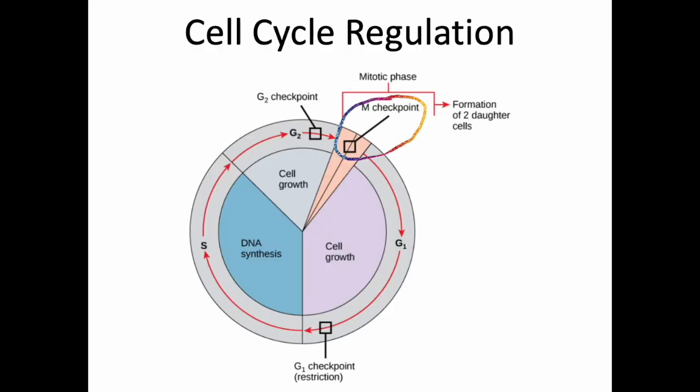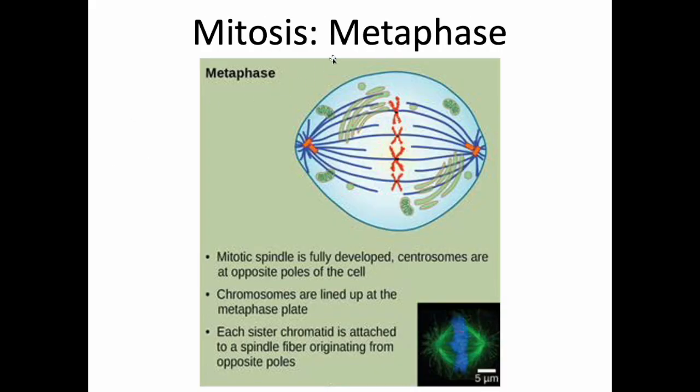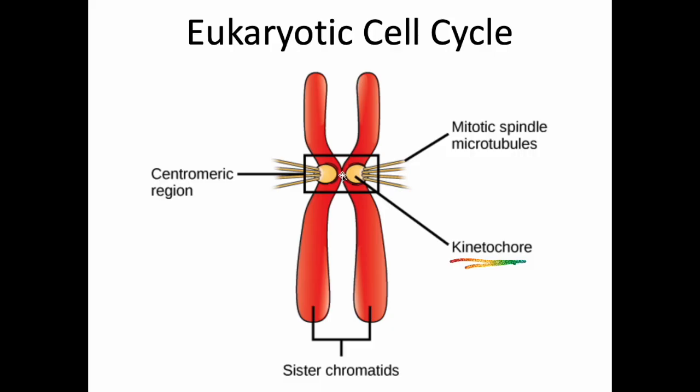And third is the M checkpoint, which is in mitosis, and you may think that the M stands for mitosis. Technically, the M stands for metaphase, because this M checkpoint happens during metaphase. What we're checking for here is we're checking to make sure that all of these connections are secure, to make sure that every single sister chromatid is attached to the microtubules, part of the spindle apparatus.